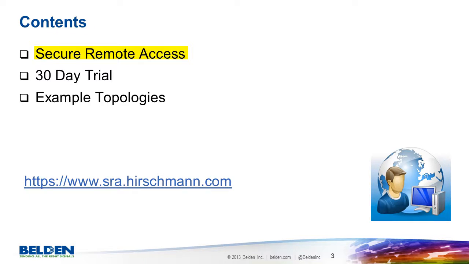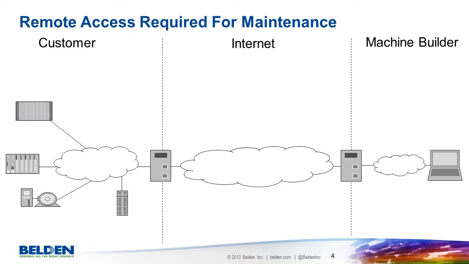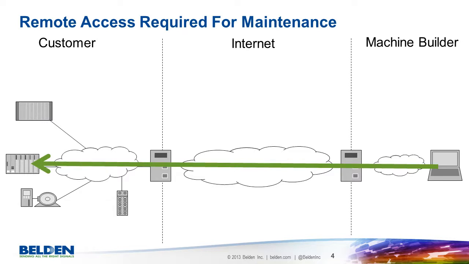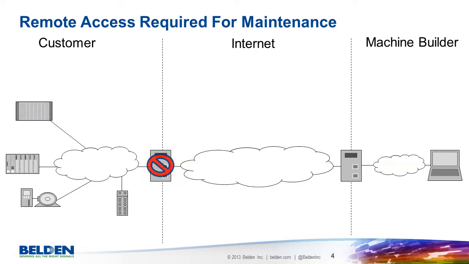So let's get started by taking a short look at secure remote access in general. This diagram shows a typical use for remote access. The employee of a machine builder, on the right in this diagram, needs to get access to some equipment located on a customer's site, on the left in this diagram. This access may be for maintenance, troubleshooting, or even a software update. The connection between the internet and the customer's network is protected by a firewall.